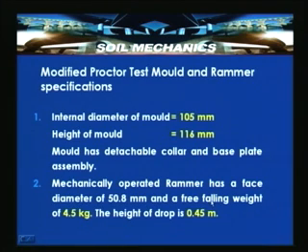In the case of the standard Proctor compaction test, we used a 2.5 kg hammer falling at a height of 30 centimeter or 0.3 meters. In this modified Proctor compaction test, we are using a standard Proctor hammer face diameter of 50.8 mm with a hammer weight of 4.5 kg, and a falling height of 0.45 meters.